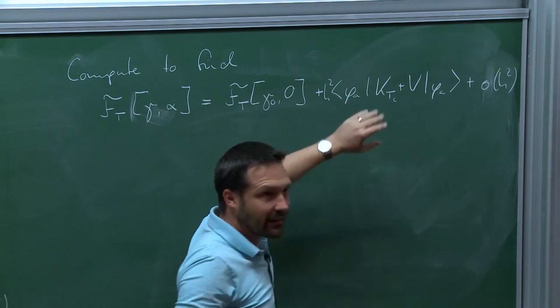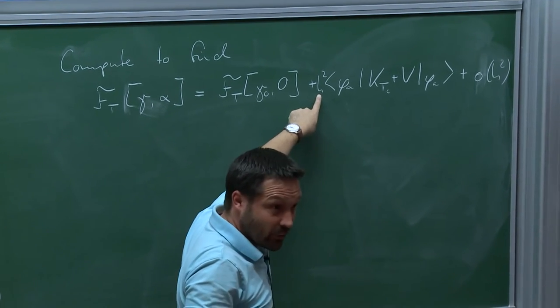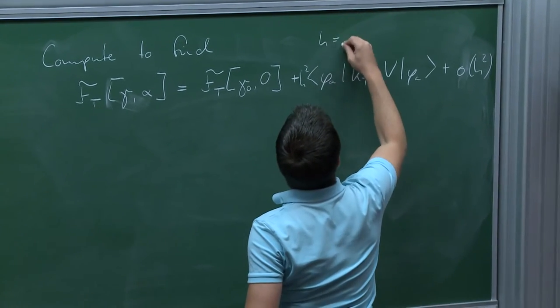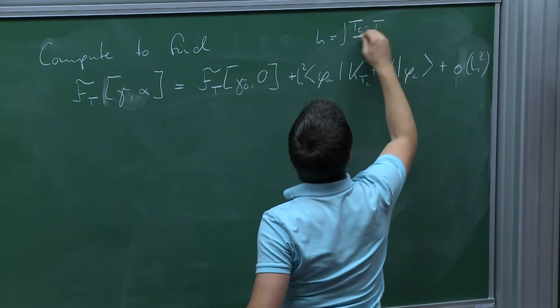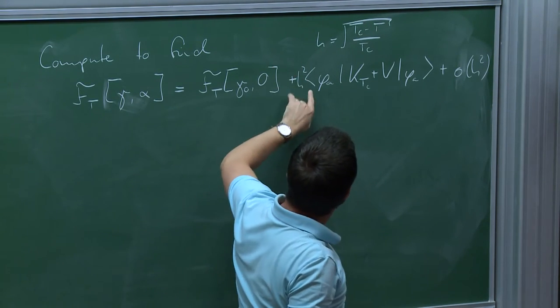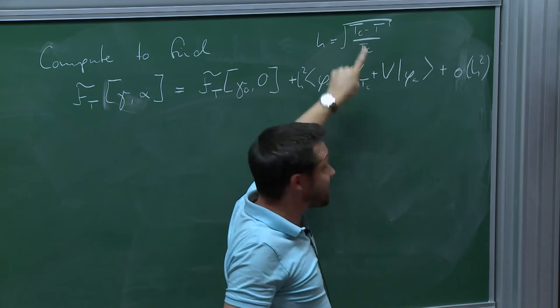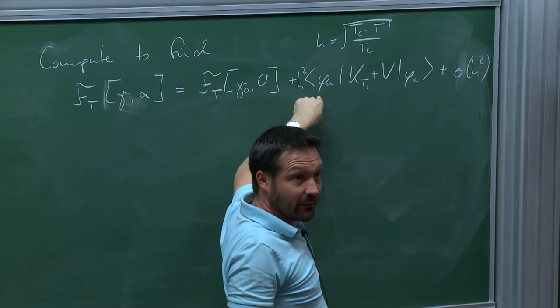Okay, it's an order one thing. But you see, somehow, there's an h squared term. Remember, h is the square root of (tc minus t) over tc. So this thing is linear in tc minus t. We want to prove something quadratic, so we want to kill that term.